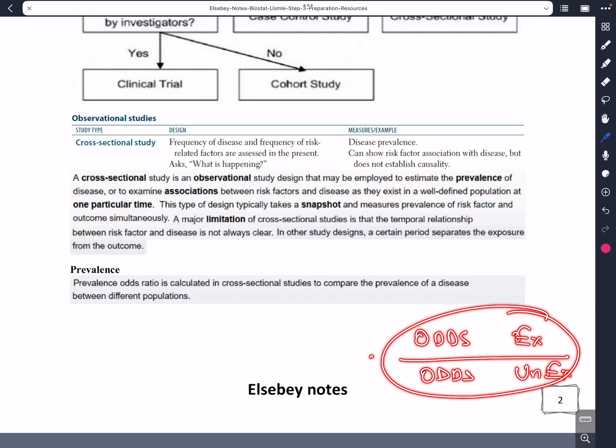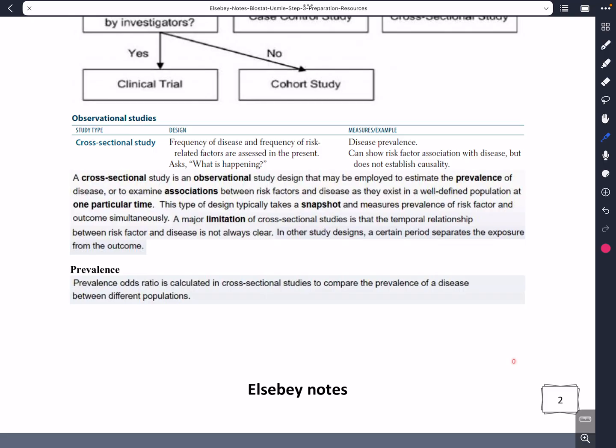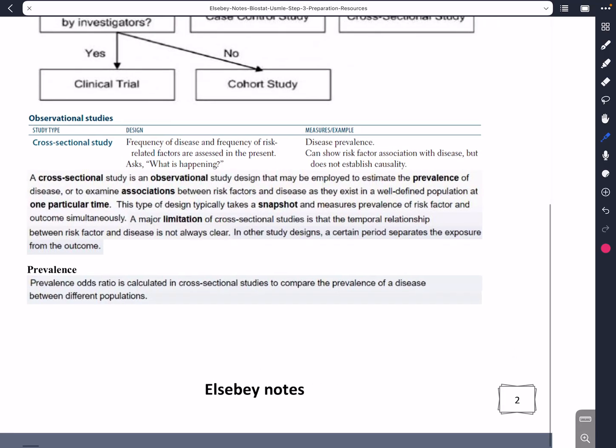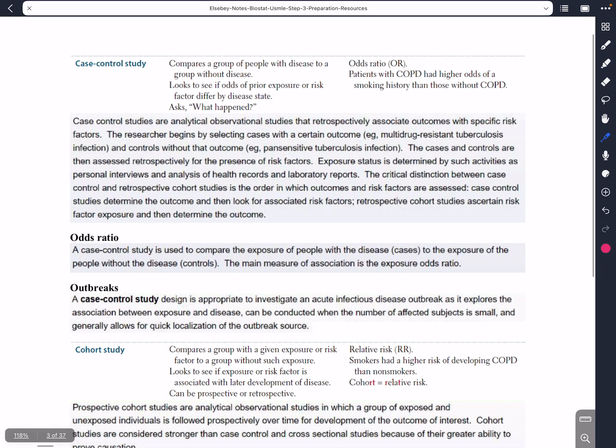So prevalence odds means that you have a cross-sectional study that compares prevalence of disease with odds of exposure between different populations. So that's prevalence. And so next is, what is case control study?